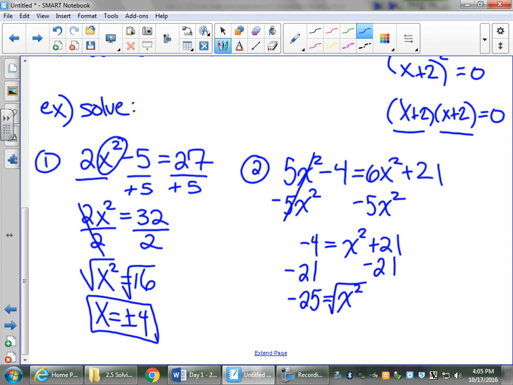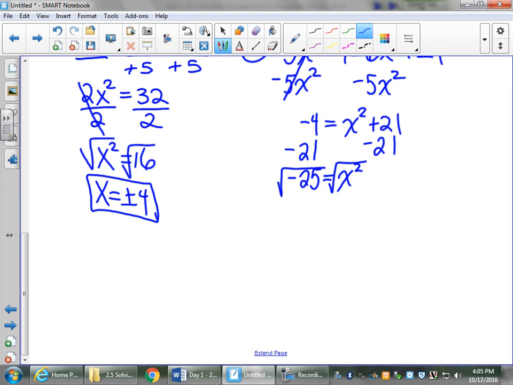I can square root to get rid of the square, using those inverse operations. And I will get x equals, still my plus or minus sign, but I have a negative under the radical. That means my answers are imaginary. So the square root of 25 is 5, and the negative means it's an imaginary solution. So we get positive 5i and negative 5i. Still 2 answers, 2 imaginary answers, 2 imaginary roots on that example.